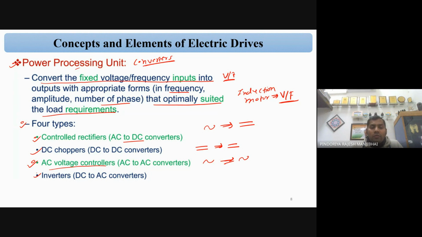And finally, the fourth one is the inverter. Again, we have to convert DC supply into AC supply. Okay, so we have 4 types of power processing unit. Depending on your load, depending on your motor, we have to convert the power.